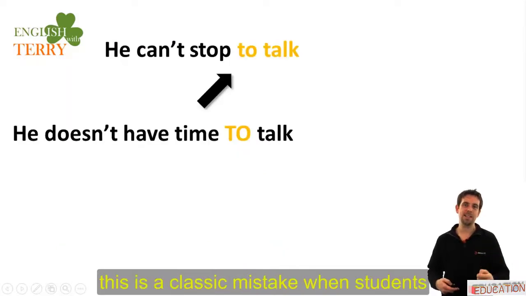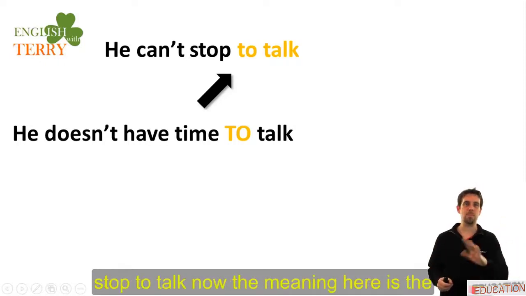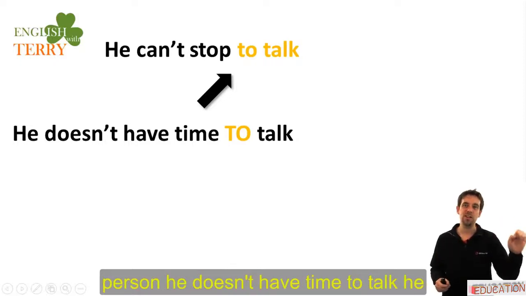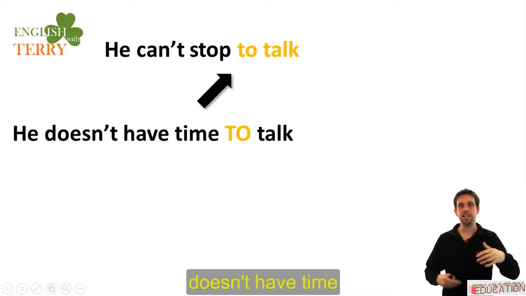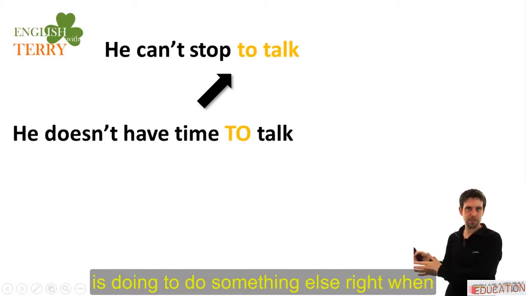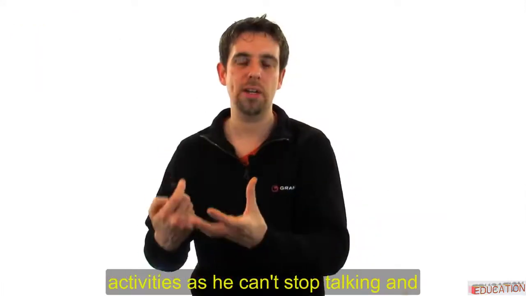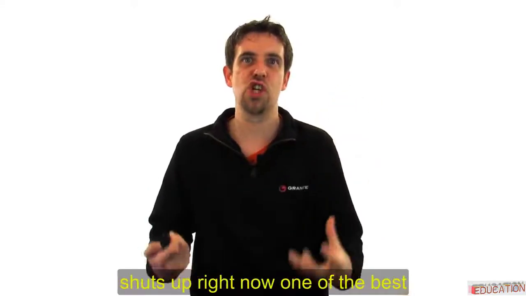Now, this is a classic mistake when students say this. He can't stop to talk. He can't stop to talk. Now, the meaning here is the person doesn't have time to talk. He doesn't have time to stop to talk. He cannot stop what he is doing to do something else, right? When really, he can't stop talking. It's really like the activity, right? It's the activity itself. He can't stop talking and he talks. He never shuts up, right?